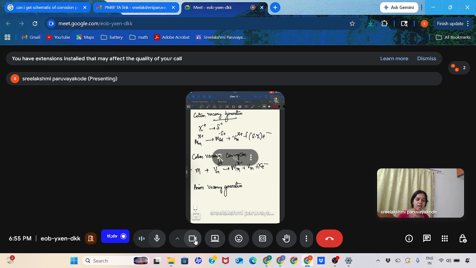So the metal atoms near the metal film interface are oxidizing and becoming cations. This results in the formation of a metal oxide with anion vacancy generation. So this can contribute to the current.